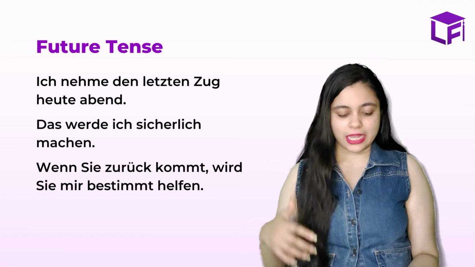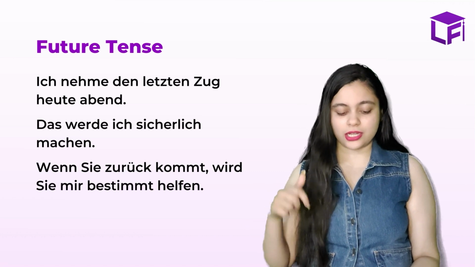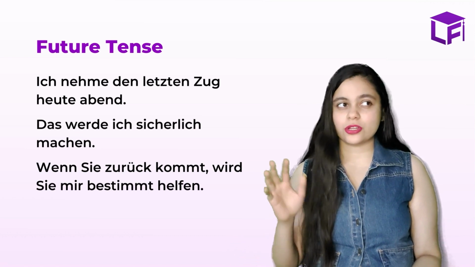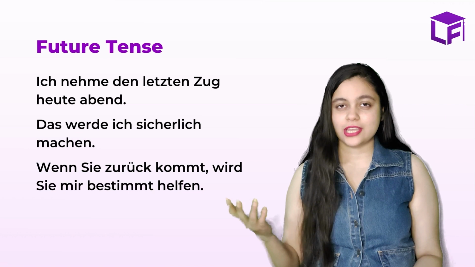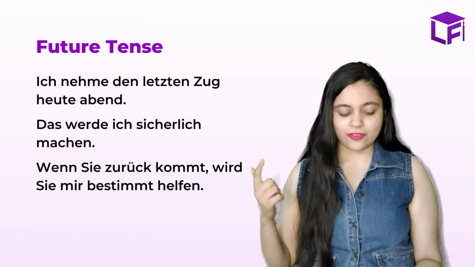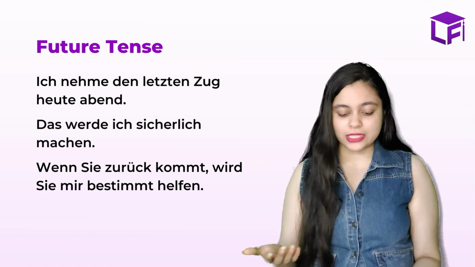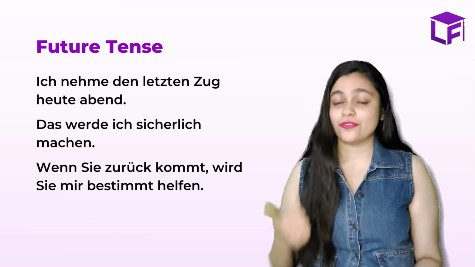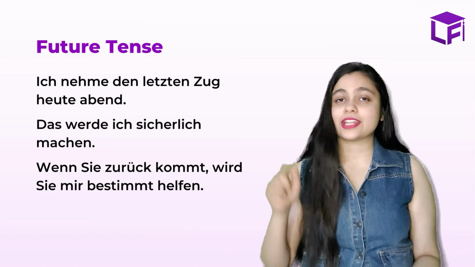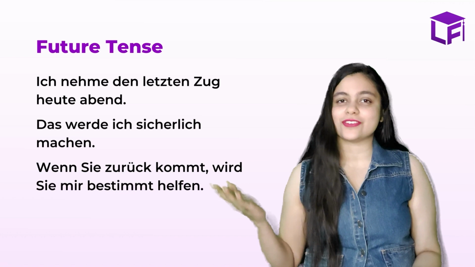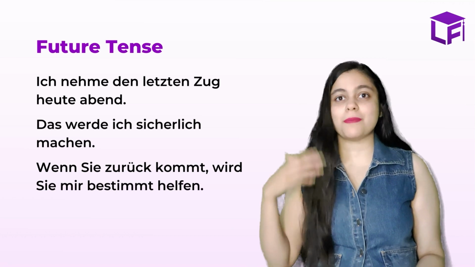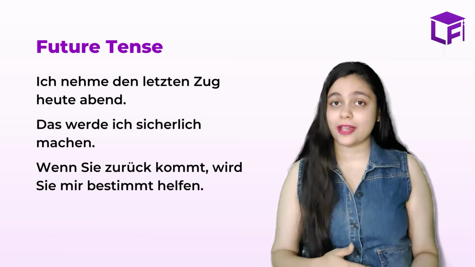Other than these two methods, it can also be used to express doubt or suppose something about the future. So when you're doubtful about something is going to happen in future or not, you can use the future tense. So this is how it will go. Wenn sie zurückkommt, wird sie mir bestimmt helfen. Now what does this sentence mean? It means I'm sure that she'll help me as soon as she comes back or whenever she comes back. Now this here you are actually doubting or imagining that whenever she'll come back, she's going to help me.